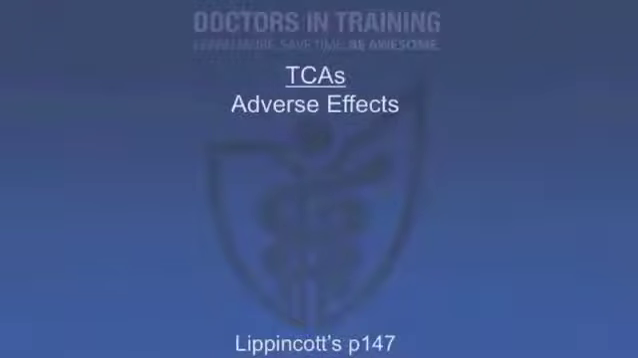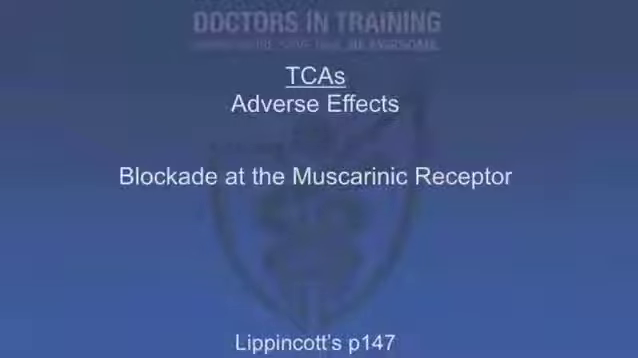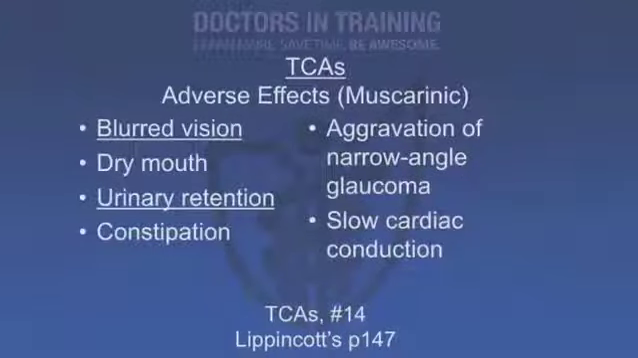Let's look at the adverse effects of tricyclics. The blockade of the muscarinic receptors can lead to a constellation of symptoms which may include blurred vision, dry mouth, urinary retention, constipation, and aggravation of narrow angle glaucoma. It can also lead to slow cardiac conduction, similar to quinidine, which may precipitate life-threatening arrhythmias should an overdose of these medications be taken.